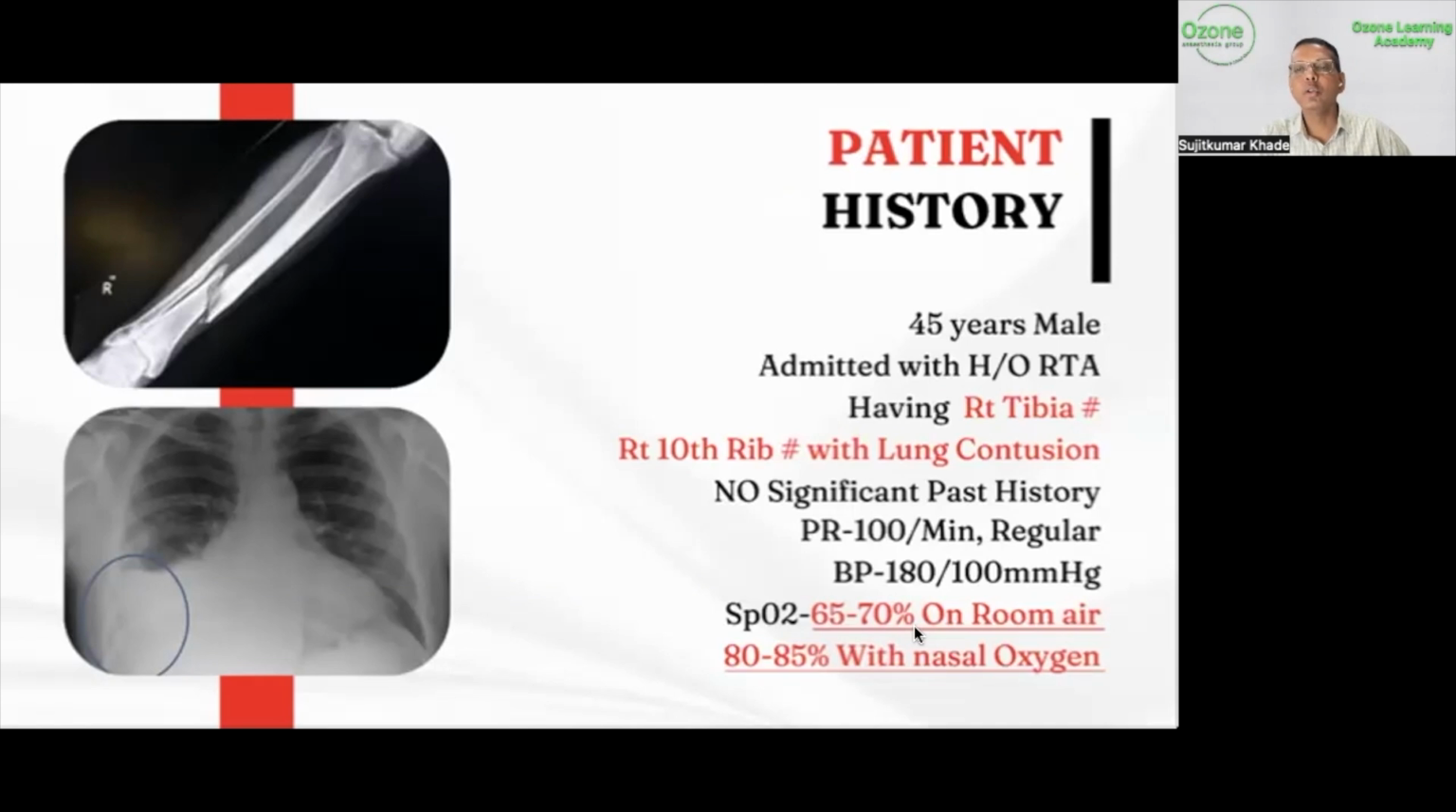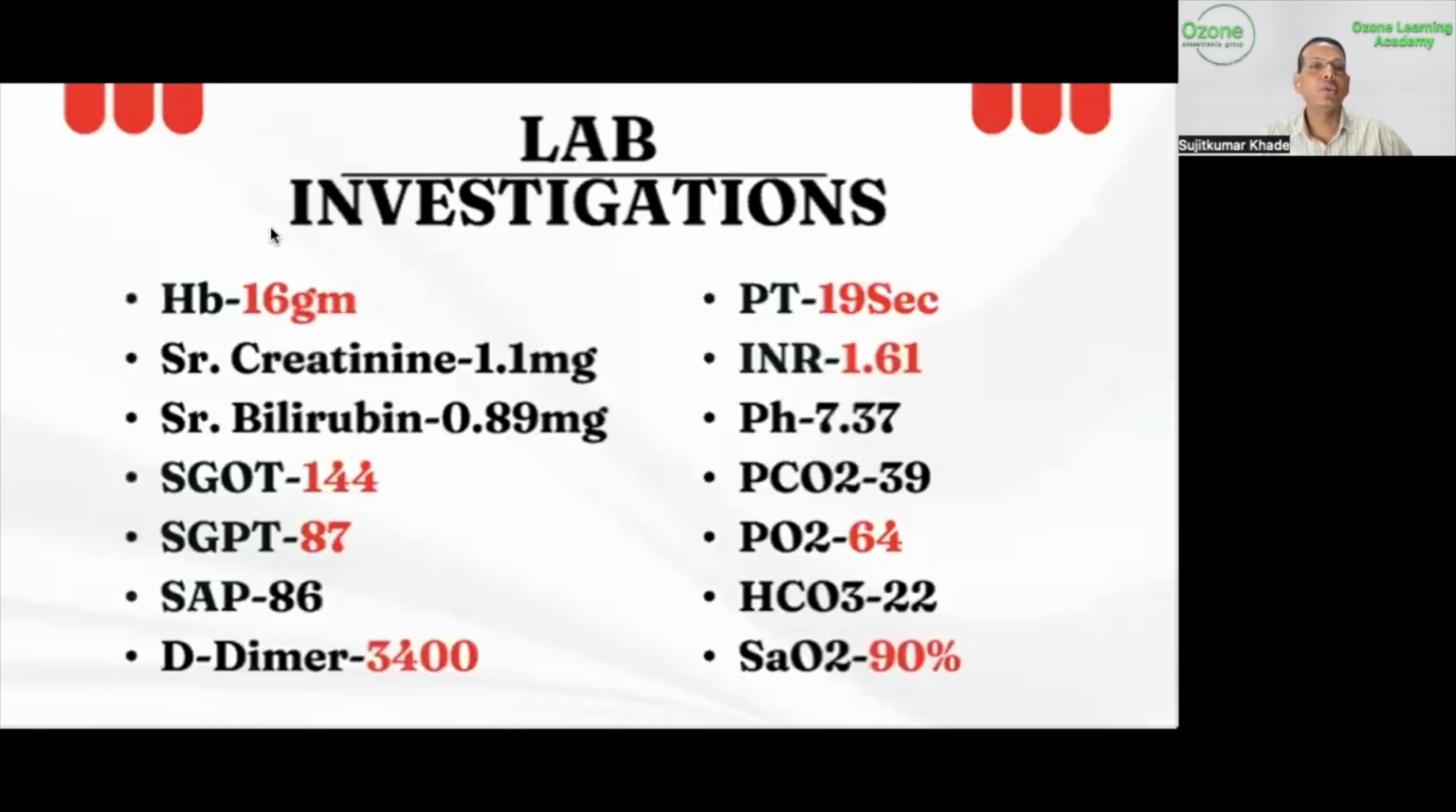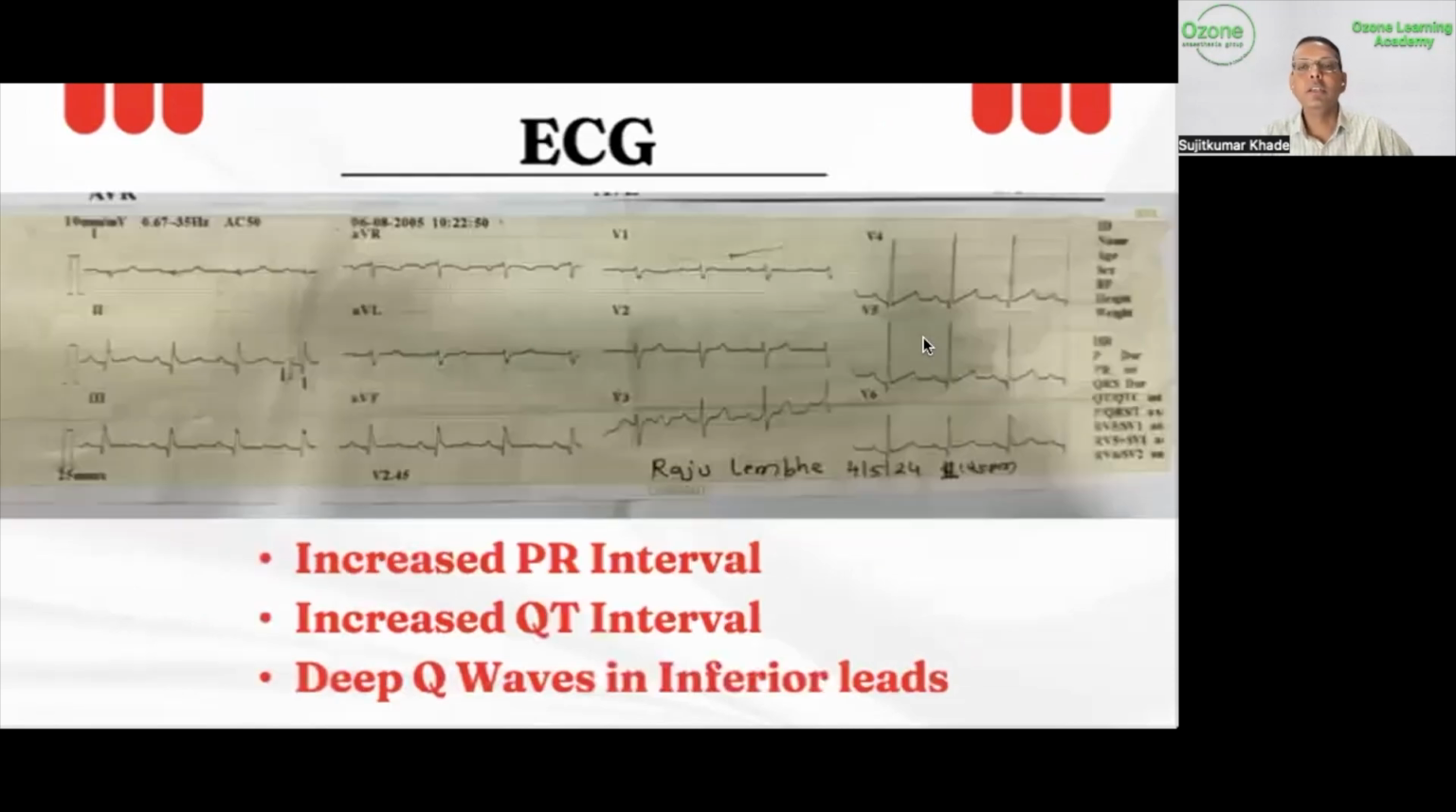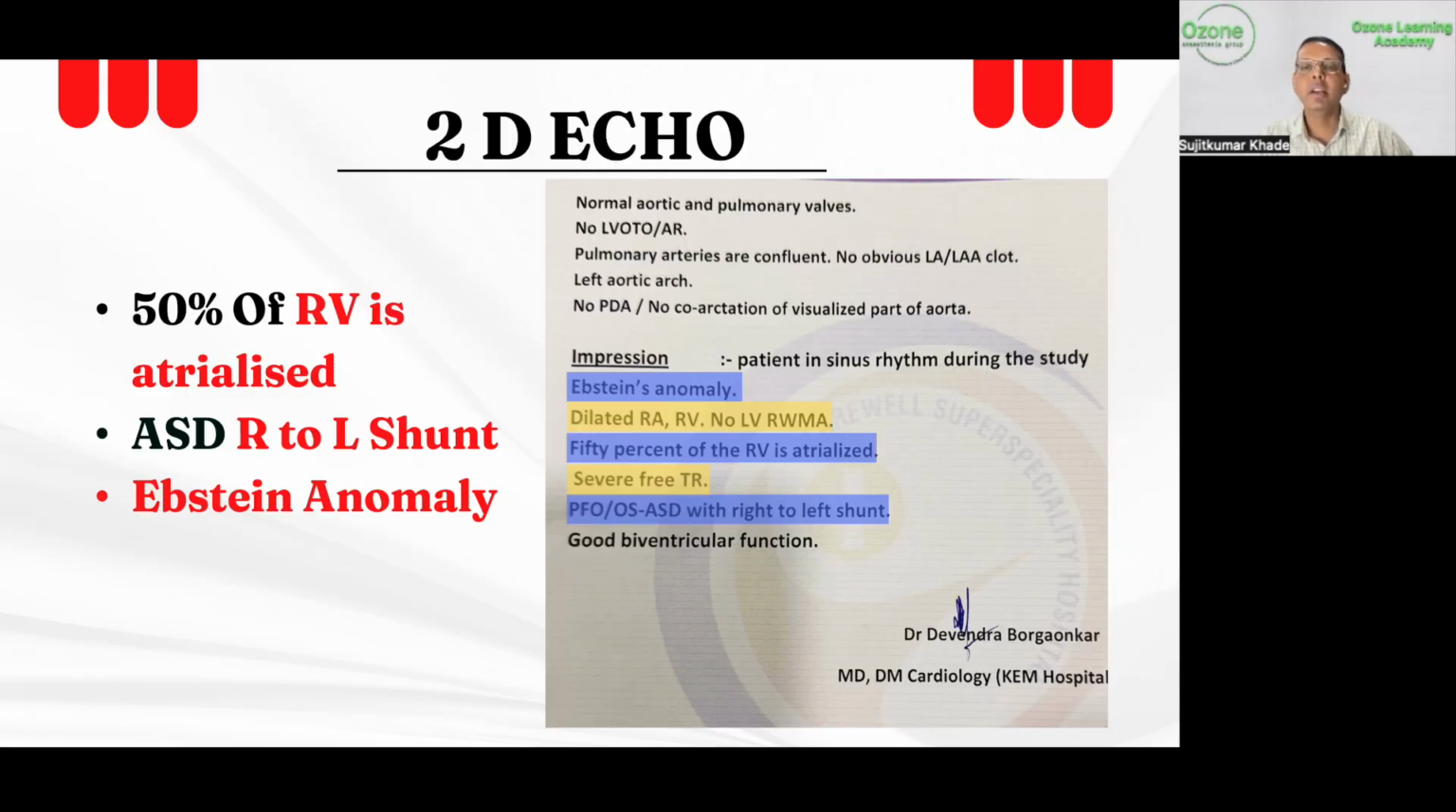Initially, it was thought that the low saturation was due to the rib fracture and the lung contusion. The lab investigation showed a very high hemoglobin, though he was not a smoker. Liver enzymes SGOT and SGPT were raised, and as expected, it showed a low PO2 on the ABG with low arterial saturation. Along with that, his INR was high, that is 1.61. His ECG showed a normal sinus rhythm with bradycardia. There is increased PR interval, increased QT interval, and deep Q waves in the inferior leads.